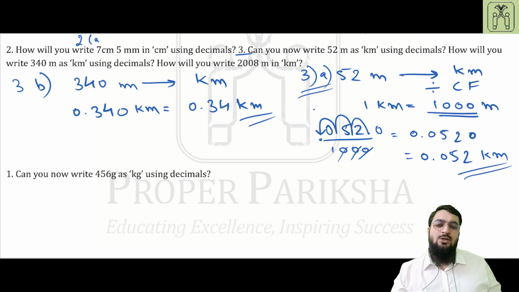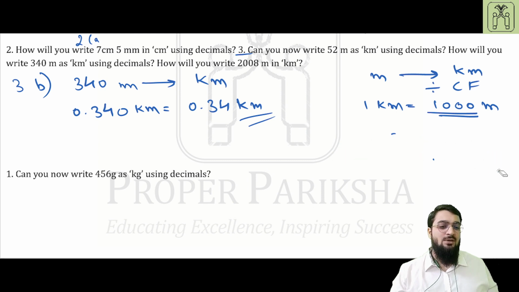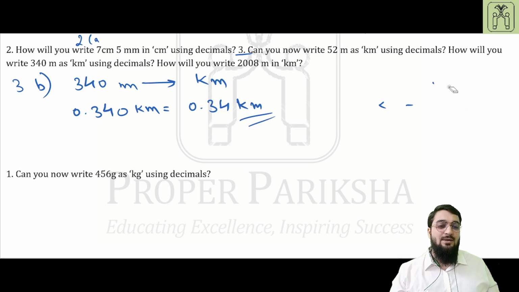How will you write 2008 meter in kilometer? Answer will be again the same. Since 2008 will include something on the left side also, I will show you how to solve it. So 2008 meter into kilometer, which is bigger? Kilometer is bigger. Therefore what you will do? You will do division. Okay, so 3 C you will divide with the conversion factor.